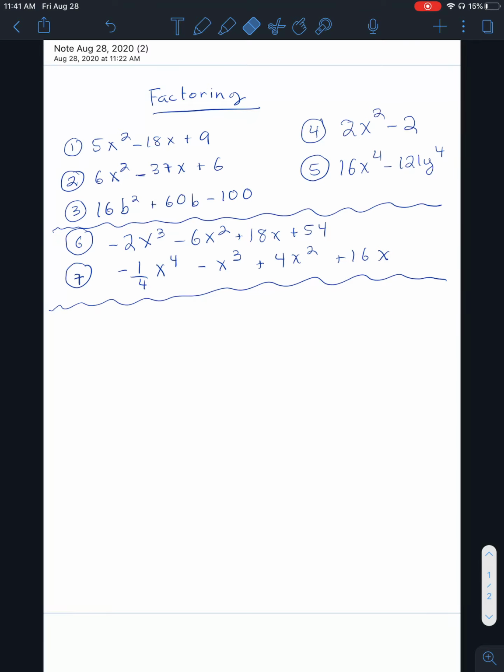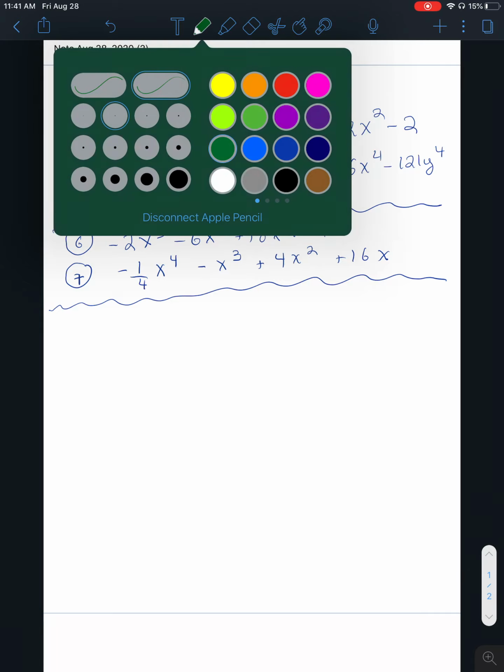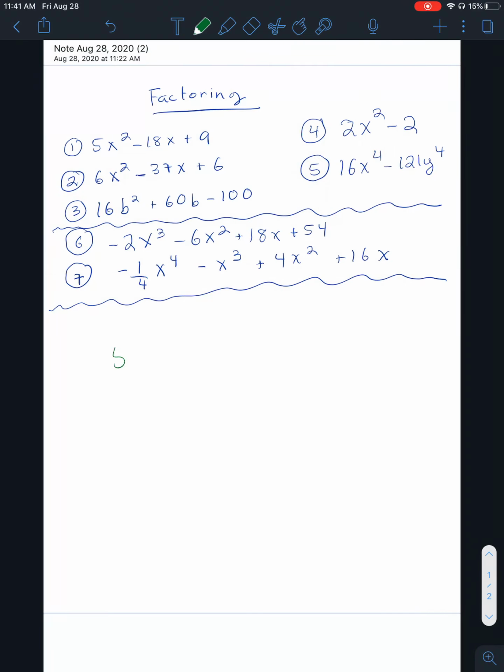So this first example is a trinomial with an a greater than 1. What you need to know when you see something in ax squared plus bx plus c form is that you can always start with 2 parentheses. And you have to be really comfortable with the distributive property, because when you distribute, you get something like 5x squared minus 18x plus 9, and we're going backwards by factoring.